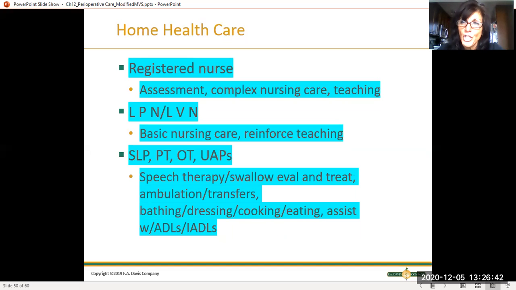PT is for ambulation and transfers. When you think PT, think lower body. When you think OT, think upper body. That's an easy way to remember it because OT, occupational therapy, is about things like bathing, dressing, cooking, eating, right? Are they able to do those things? And then your unlicensed assistive personnel can help with things like ADLs and IADLs while they're getting OT and PT.